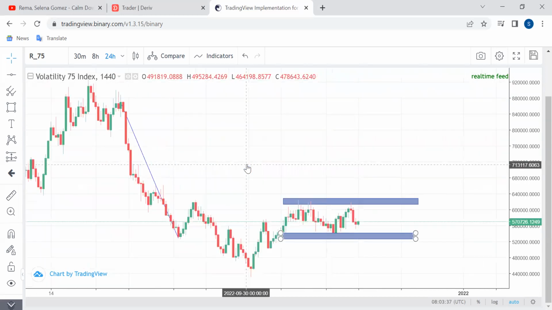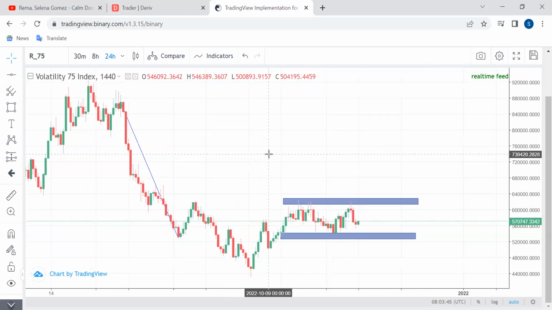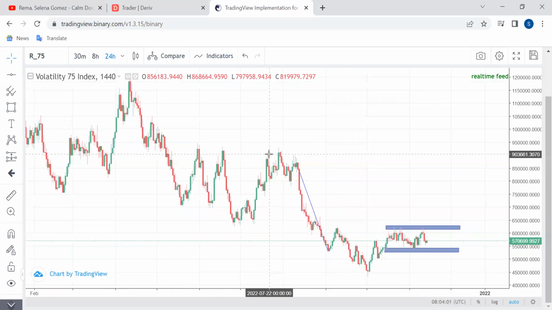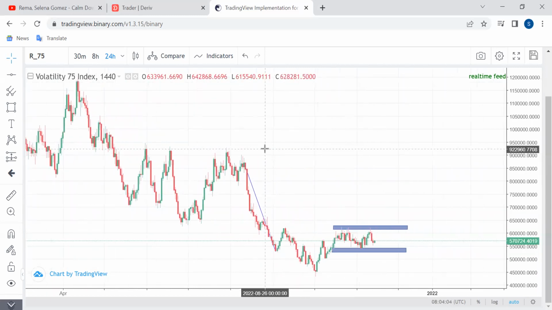So when you understand that the daily time frame happens in one full day, you will know that you cannot find an entry of a trade using the daily time frame. You have to go down. So this has given us a full picture of what is happening on a longer time scale of Volatility 75. So as you can see here, we have already identified a consolidation.